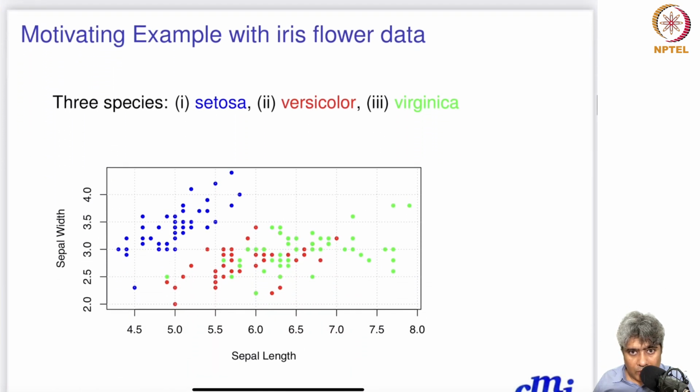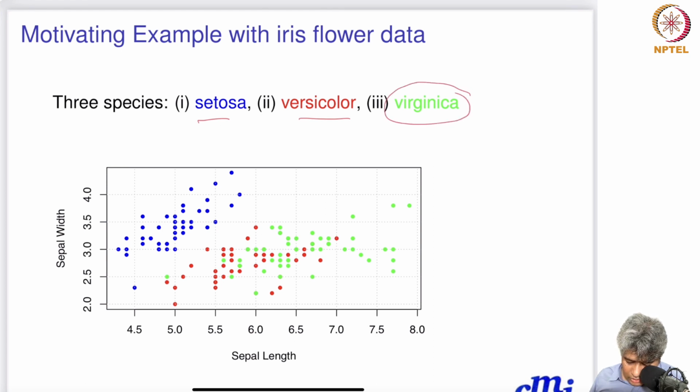I'm going to motivate you with one of the very popular datasets, the Iris flower dataset, or Fisher's dataset. R.A. Fisher, the father of modern statistics, collected this data in his agricultural lab. There are three species of iris: one is setosa, another is versicolor, and another is virginica.